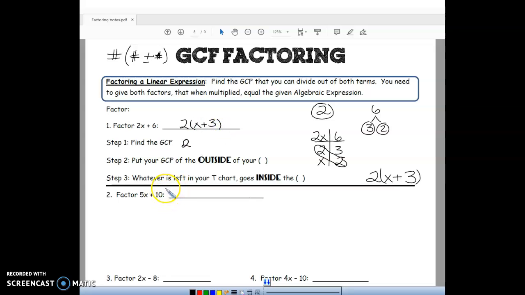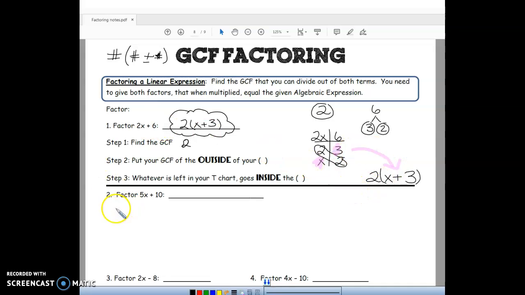And if you go back and you distribute, that's how you can check if you're right or wrong. 2 times x is 2x, 2 times 3 is 6. So we get the exact same answer back. This is what your answer is in factored form. So again, you find the GCF, you put it on the outside, make your T-chart, whatever's left, this x and this 3, go inside your parentheses.